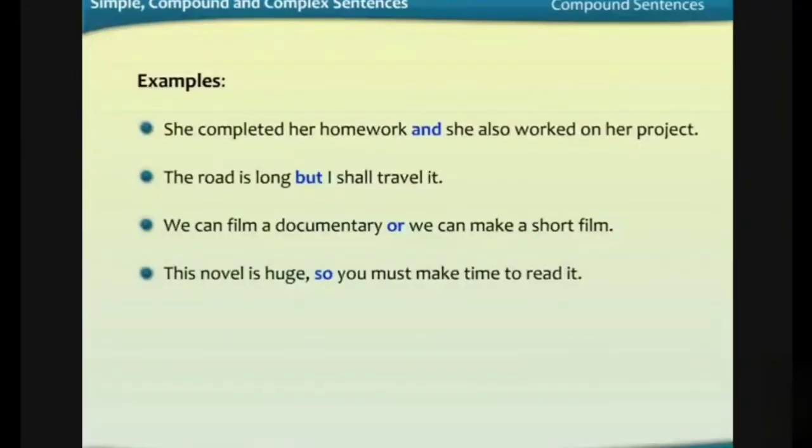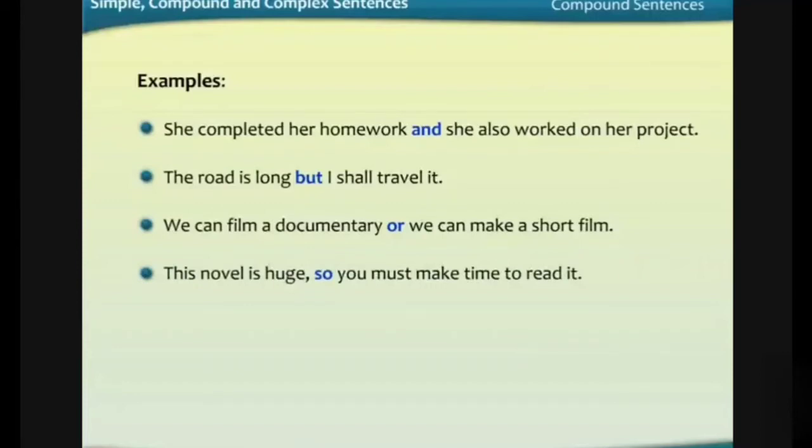So let's see some examples for compound sentences. First one, she completed her homework and she also worked on her project. So we know where we are using and conjunction, to denote similar ideas. So here we know she completed her homework is one clause. She also worked on her project is another clause. Both are independent clauses. So we can say it is a compound sentence example.